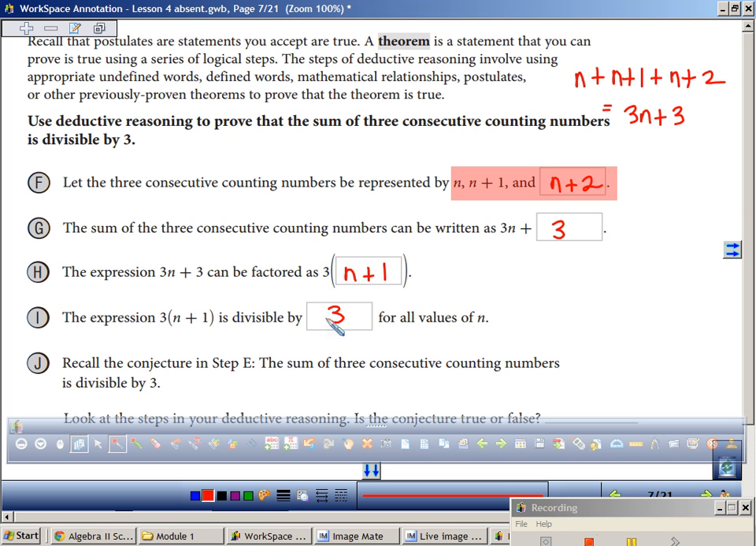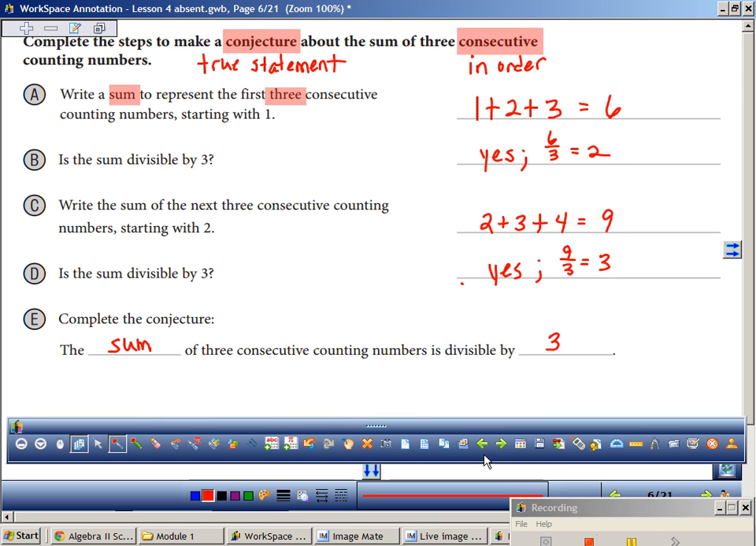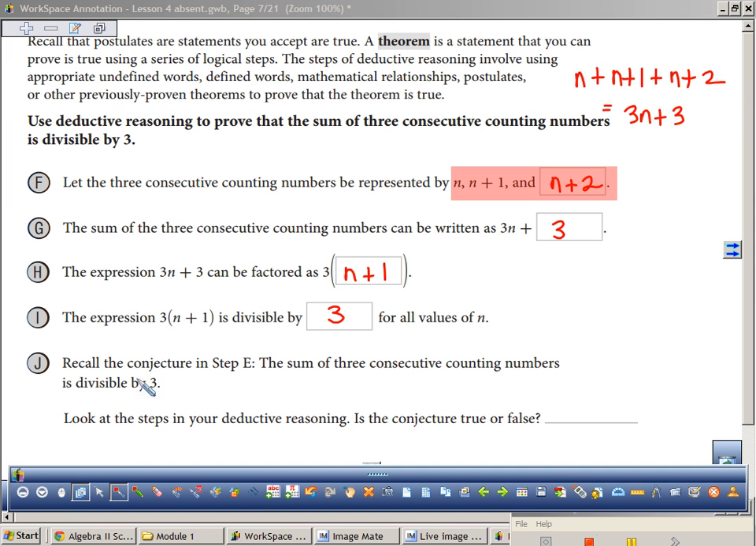So, let's see. Recall the conjecture in step E. Where's step E? Right here. So the sum of 3, that's what I just did, right? I recalled it without saying it. All right, recall the conjecture in step E. The sum of 3 consecutive counting numbers is divisible by 3.